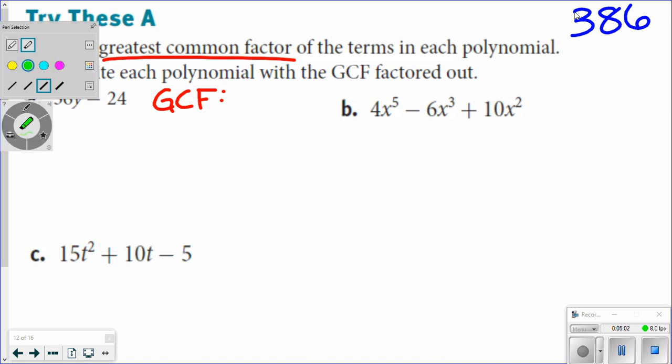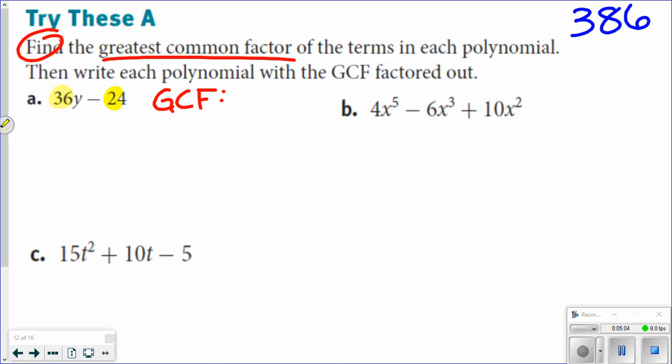So let's take a look at 36 and 24. And remember, we can use our factor chart for this. The biggest number that goes into 36 and 24. I would start at 24, and if it doesn't work, then go down smaller. And I see that it's 12. They're both divisible by 12. Do they both have a variable? No. So I can't pull out a variable.